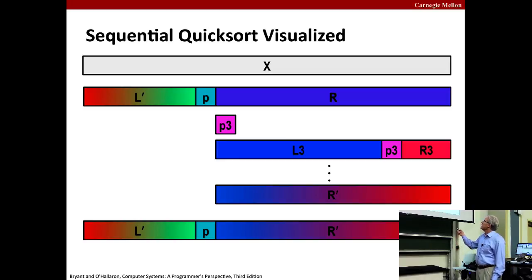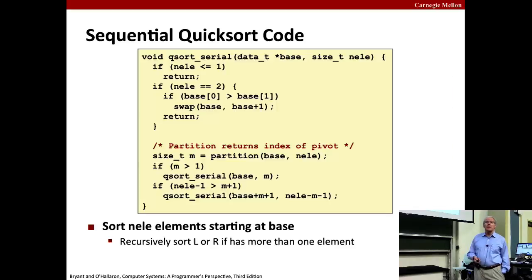And when you're done, this is usually done in place. So you're just, the L part works on one part of the array, and the R part on another. And when you're done, they're in sorted order. It's a very simple sort and generally has very good performance.